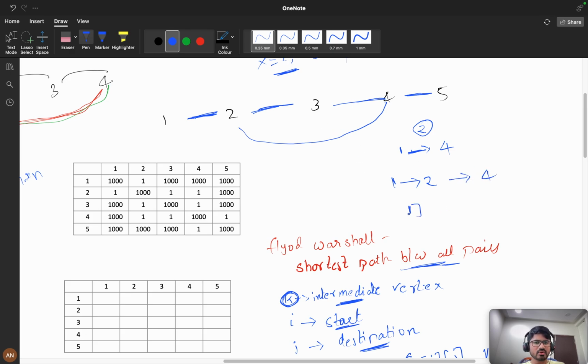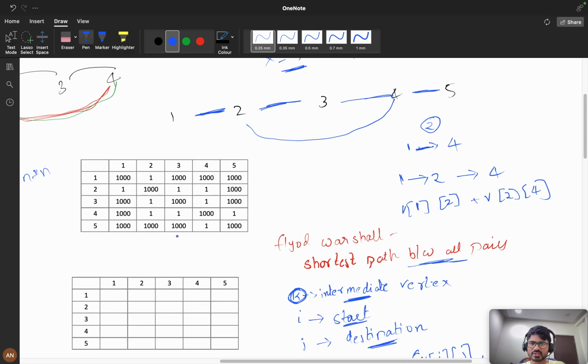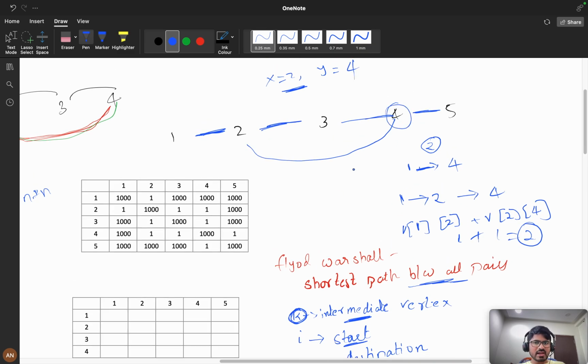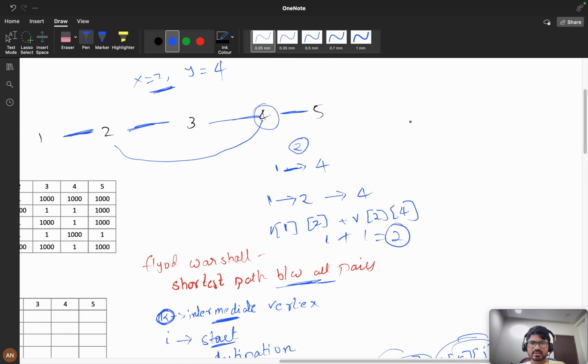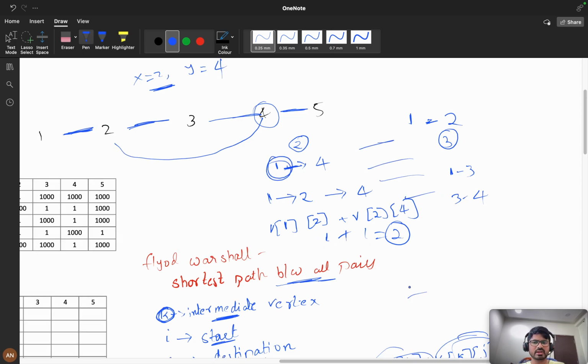That means from 1 to 2, I will calculate the distance, and from 2 to 4, I will calculate the distance. From 1 to 2, I have 1, plus 2 to 4, which is 1, so my answer is 2. In this way, I will calculate the minimum. You can also go 1 to 2 and 2 to 4, or if my intermediate is 3, I can go 1 to 3 or 3 to 4. In this way, I will take my intermediate vertex and calculate for every node.